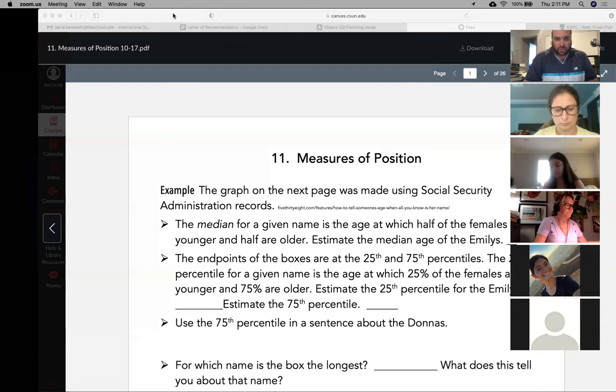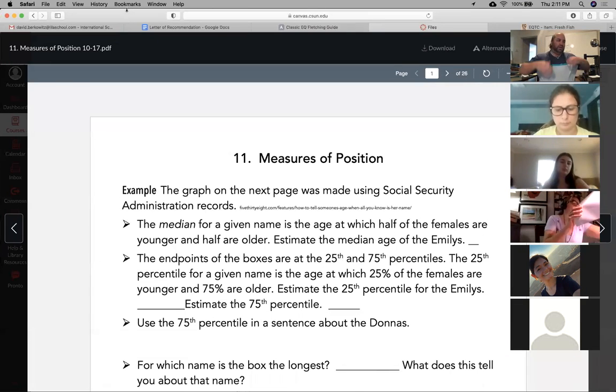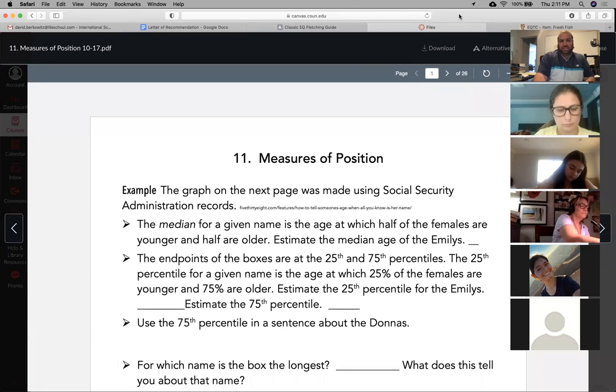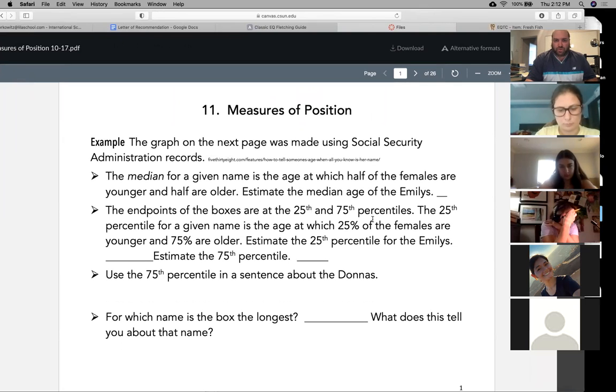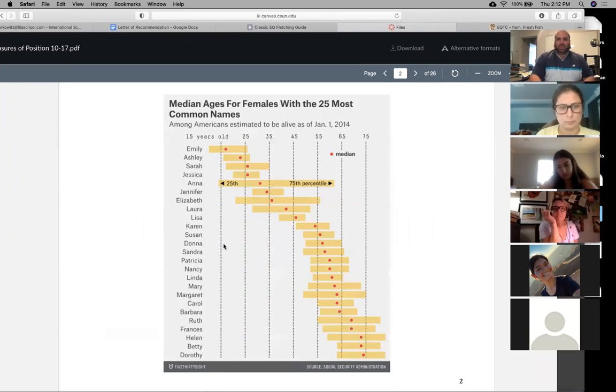Okay, so here we go for chapter 11, measures of position. This is actually relatively straightforward. My other class felt this one was relatively straightforward. Hopefully you guys will feel the same way. So number 11, example: the graph on the next page was made using Social Security Administration records. So here we have a graph. What kind of graph is this? Well, we'll get to what it's called later, but let's not worry about the details right now. Let's just see what it says.